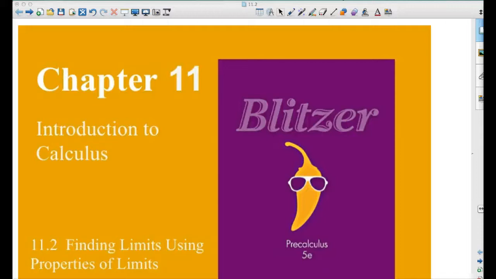Okay, we're going to talk about section 11.2, finding limits using properties of limits. You will find this section quite nice and easy when going through here. It's not too hard a section to work with.